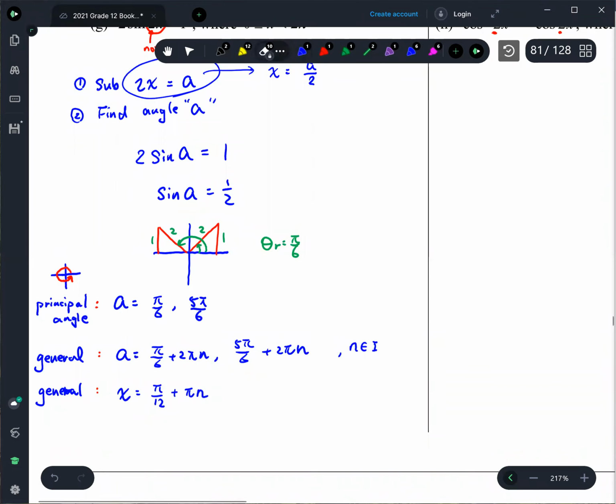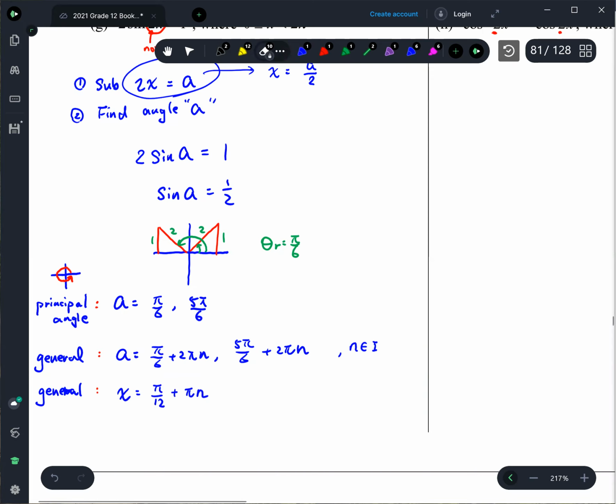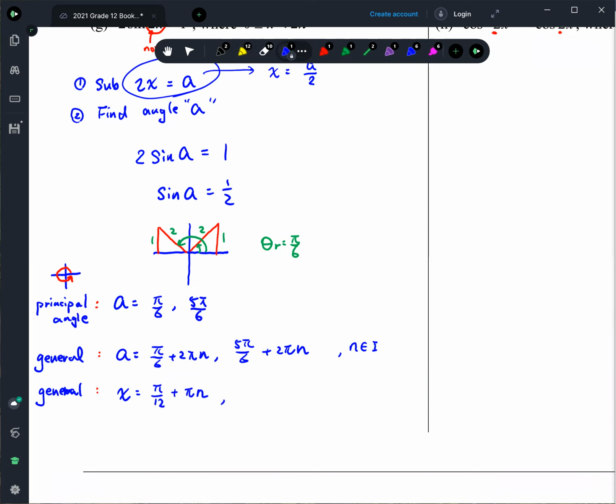Because A is 2x, but we want to find x, you need to divide by 2. So you do the same thing for the second one, the second general solution. All right, so what will you have, Angela? What's the general solution for x?